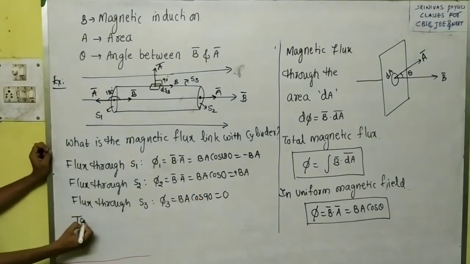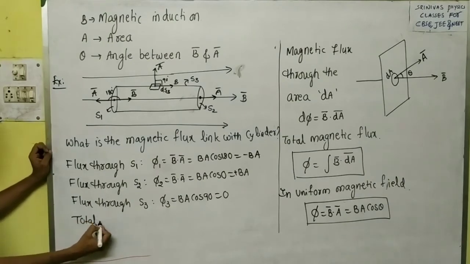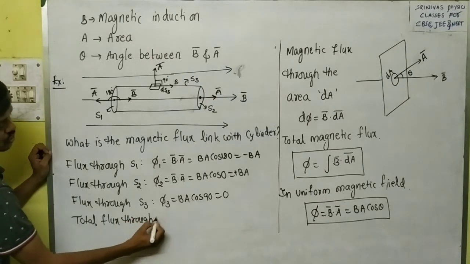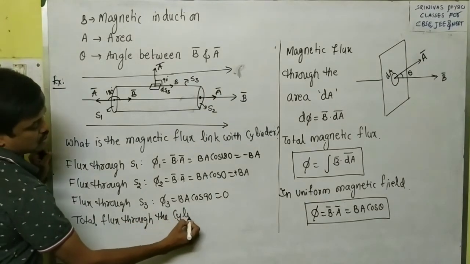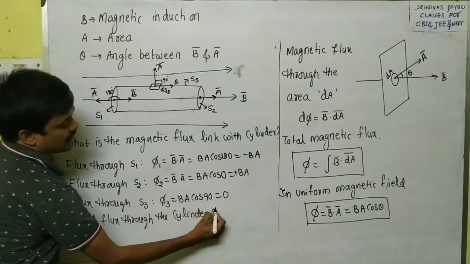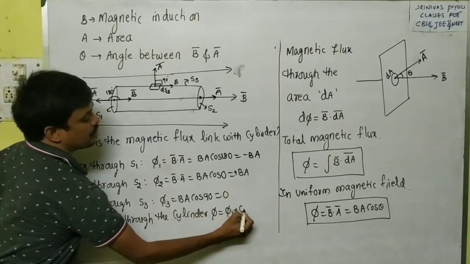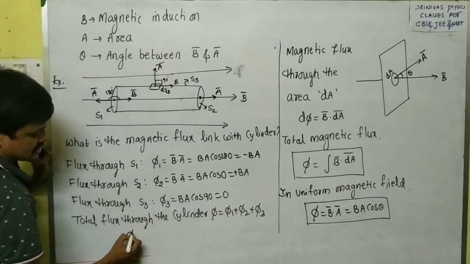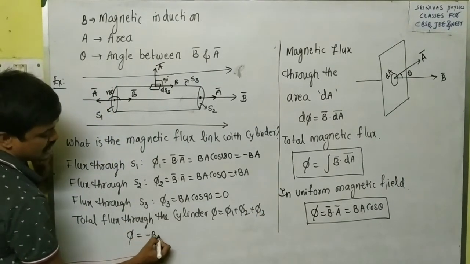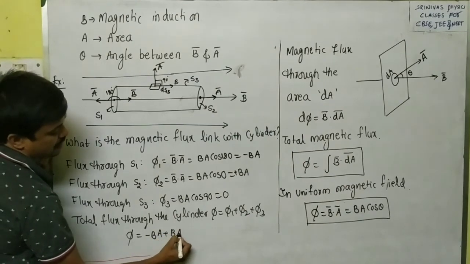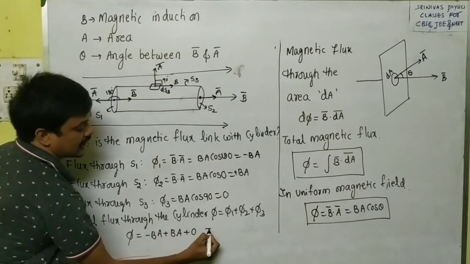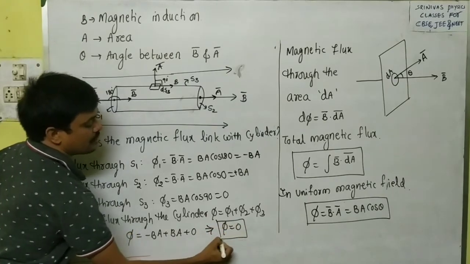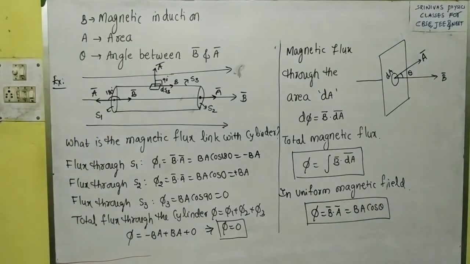Then the total flux through the cylinder. What is the total flux? We have to add all the fluxes: phi 1 plus phi 2 plus phi 3. Then here we will get minus BA plus BA plus 0. Finally we get the total flux as 0. That means the total magnetic flux is 0 in this example.